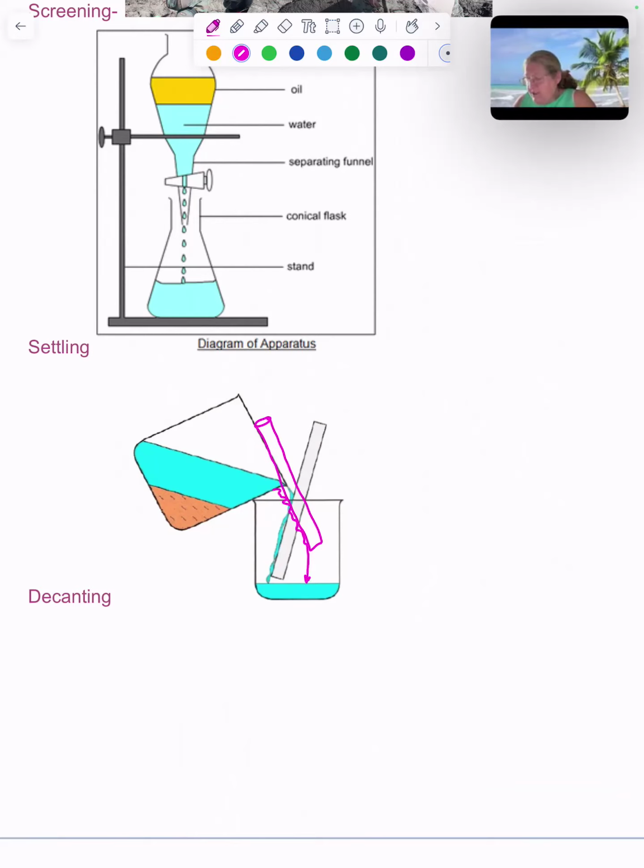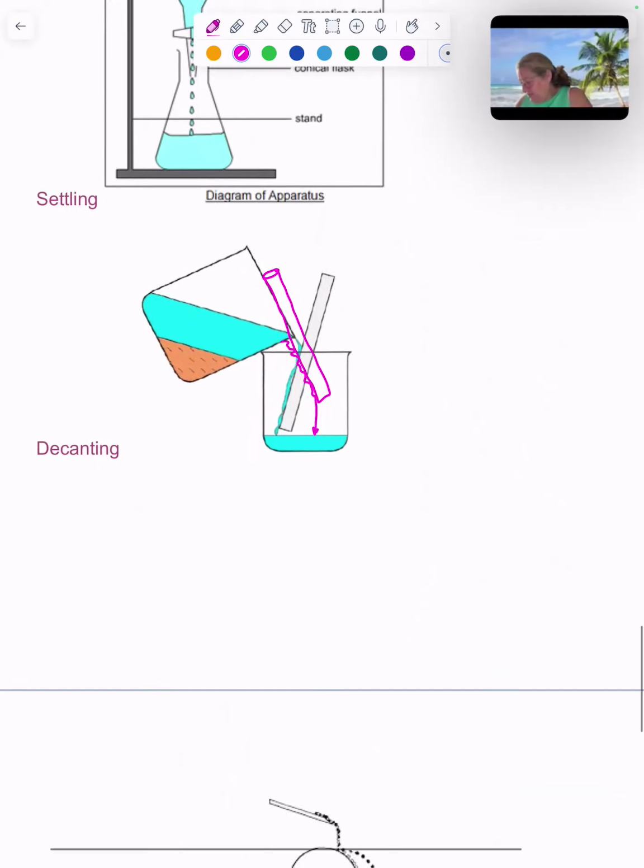A lot of people will decant off a lot of the liquid before they actually go and use filter paper. It speeds up the process. Hopefully your teacher will demonstrate how to decant. It's a really useful thing. Most people hear of the word decanting when they think about pouring off the liquid from balsamic vinegars or wines, things like that, to remove the solids.